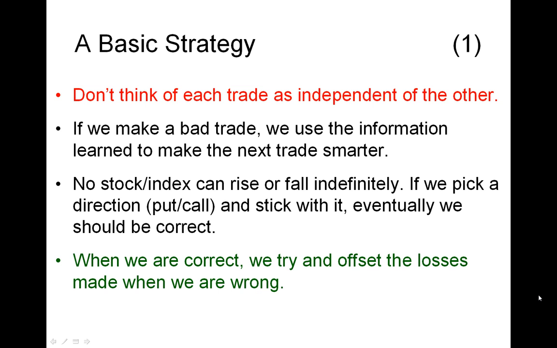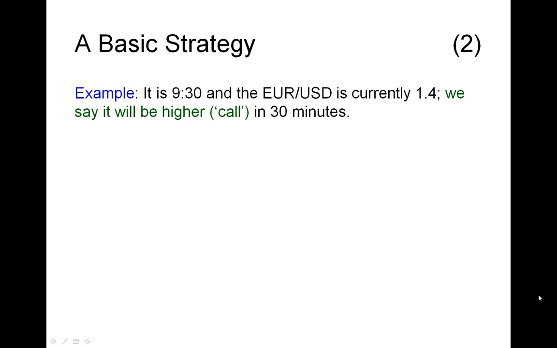Now the idea here is that when we're correct, we try and offset any losses that we make when we're wrong. Therefore, let's say we make several trades, and each time we get it wrong, as long as when we get it right, we're able to counterbalance the losses that we make, we'll be all right. And that's the basic principle behind this strategy. So let's look at a quick example.